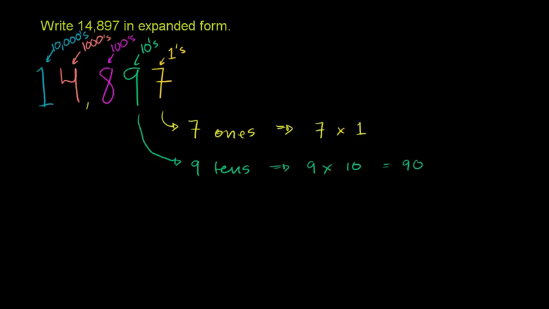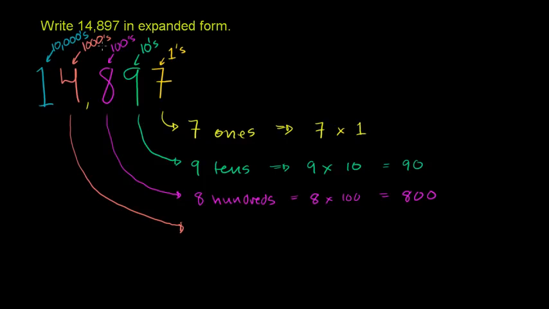So then we have our 8. Our 8 represents, we see it's in the hundreds place, 8 hundreds. Or you could view that as being equivalent to 8 times 100, 100, not 1,000. Or 800. And then the 4. I think you get the idea here. It's in the thousands place. It represents 4 thousands, which is the same thing as 4 times 1,000, which is the same thing as 4,000.